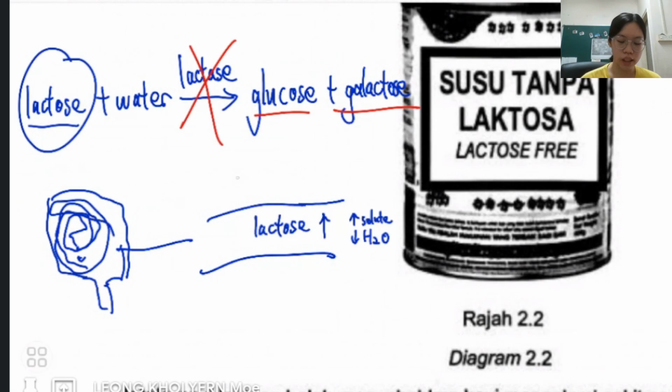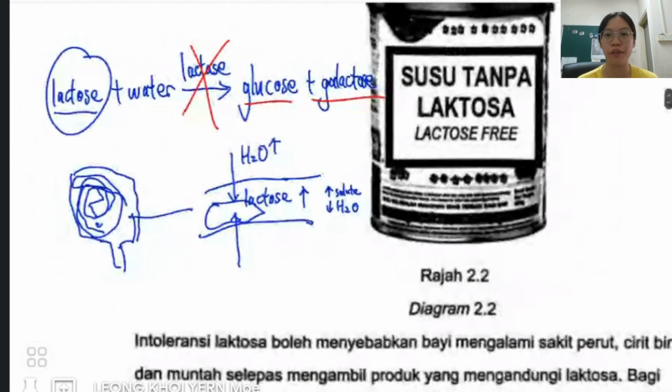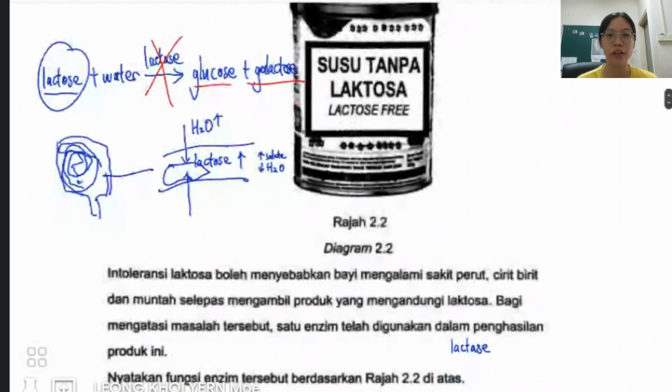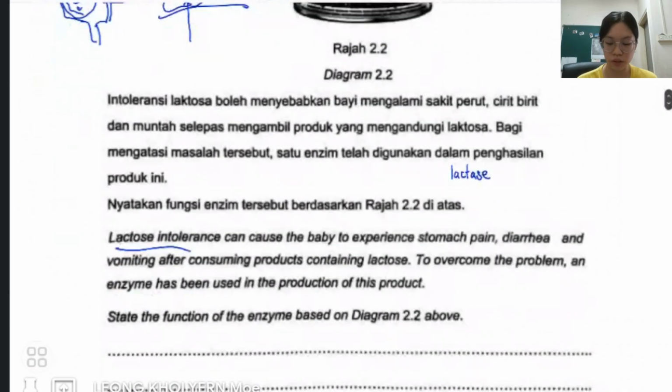So the water from the epithelial cell right there will actually diffuse out to the large intestine, because here has a higher water potential, going to the lower water potential. Eventually the feces will become extremely watery. That's the reason why it will have diarrhea, because the lactose is unable to be broken down to be absorbed by the body.